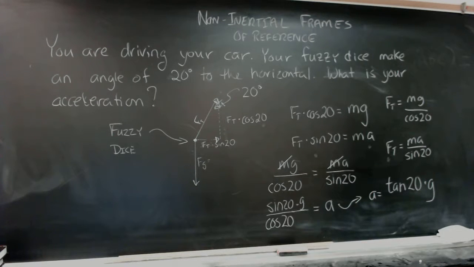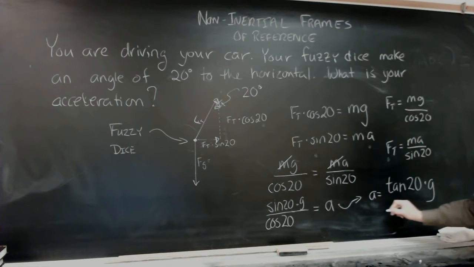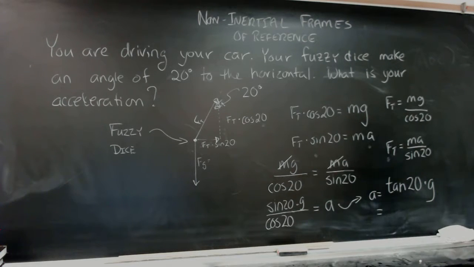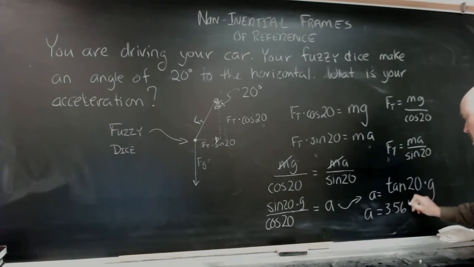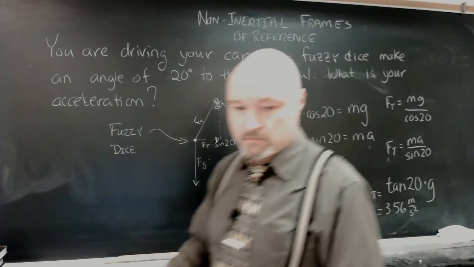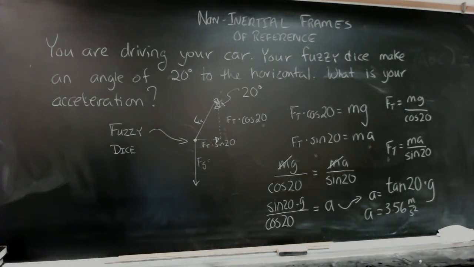So I don't really know what the tan of 20 is, but I know how to calculate it. Times 9.8. 3.56 meters per second squared. Wow. Maybe that's fast. I'm not sure.